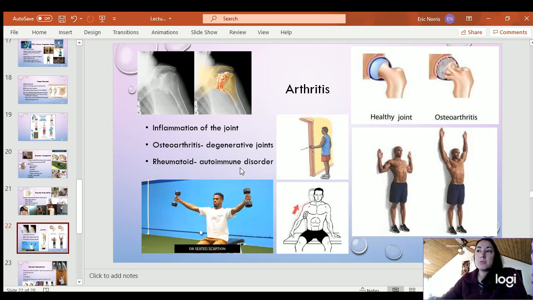With rheumatoid arthritis, you remember that it is caused by an autoimmune disorder. And so it is more systemic. It's not just localized to one joint. It's more systemic, and especially in your distal joints, your fingers and your toes. But for all types of arthritis, the main things we would do are stretching, anything that's tight. We would do some mobility.